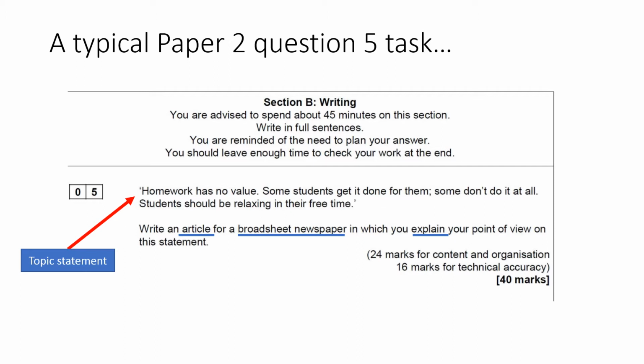Now a broadsheet newspaper is a newspaper that is more formal and tends to be for more educated readers, and we can assume adults here. So in terms of my audience, I need to be quite formal to them. I can use the best vocabulary I possibly can, and they're probably quite educated as well, so I can be very, very serious in my approach to this. F, well we know the form, it's an article. It's a broadsheet newspaper article.